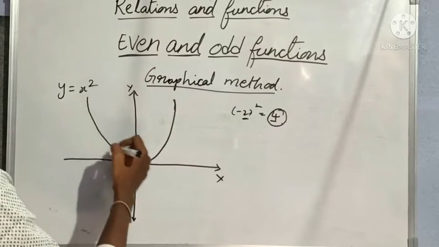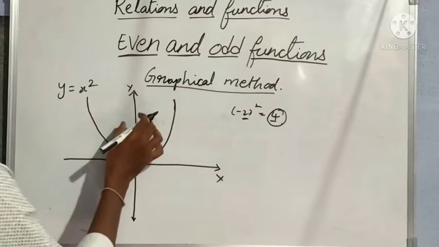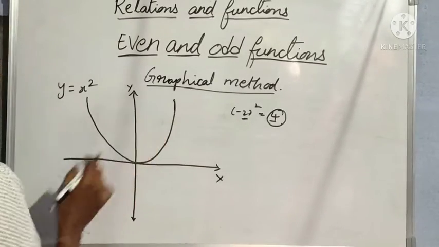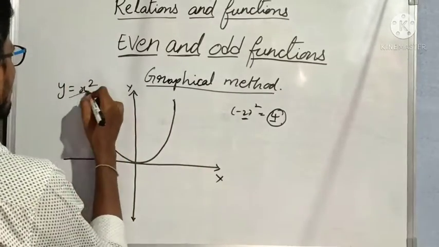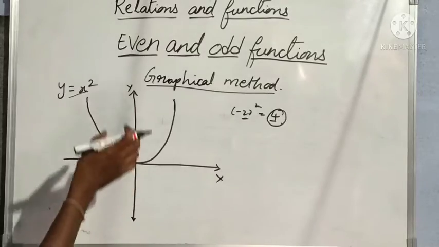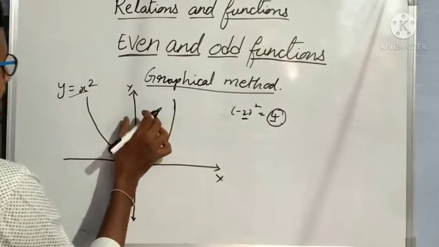So we are getting a parabola upside but not downside. Clear? This is the graph of y is equal to x square. Now only I said no, but even function, y is equal to x square is an even function. Why is it an even function? Because this is symmetric about y axis.